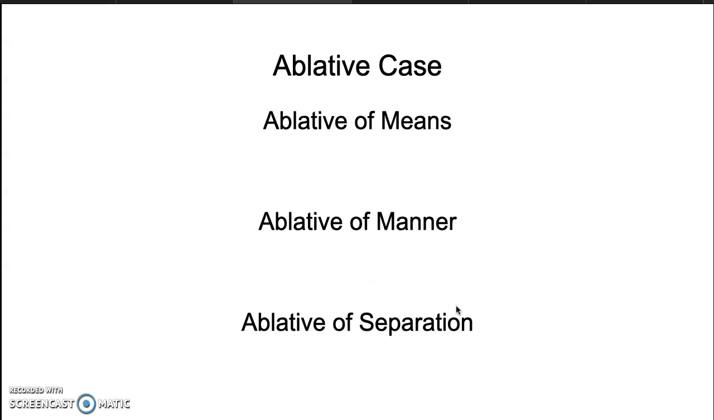Now, the three types of ablative case uses we're going to learn today are the ablative of means, the ablative of manner, and the ablative of separation. We're going to put our main focus in this chapter on the ablative of means. The book covers ablative of manner and ablative of separation a little bit later on. But first, let's look at the ablative of means.